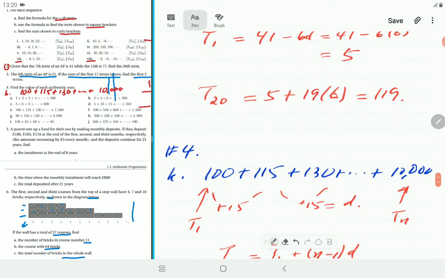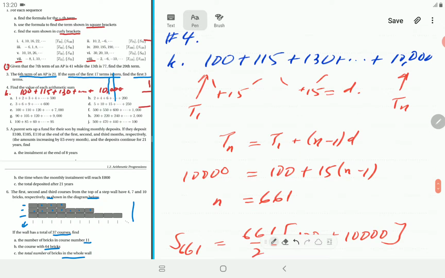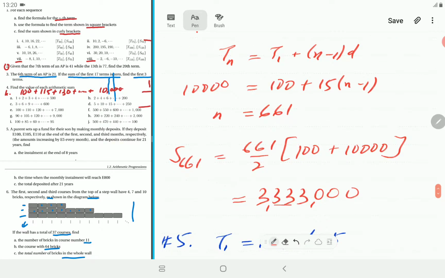Number 4K, the first term is 100, the last term is 10,000. From the first three we see that the common difference is 15. T1 is 100, Tn is 10,000. And D is known, so from that we can find the number of terms in this summation is going to be 661. Then plugging into the summation formula, we get the sum of these terms to be 3,333,000.